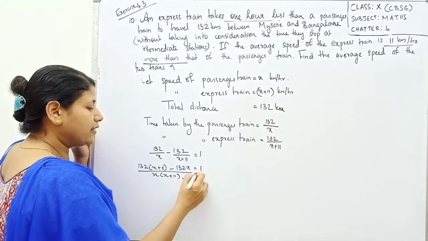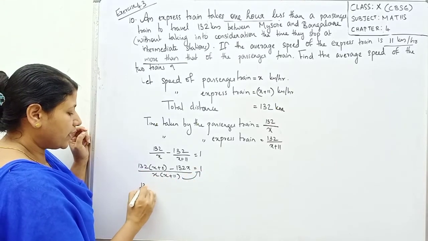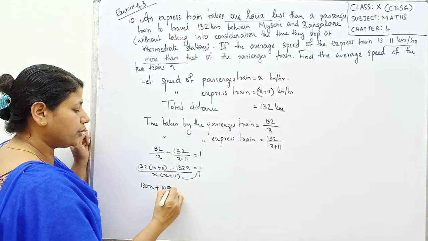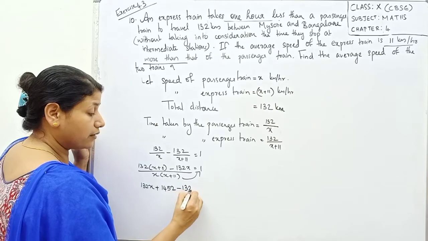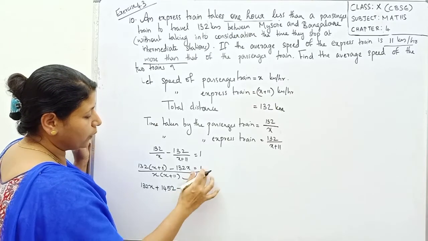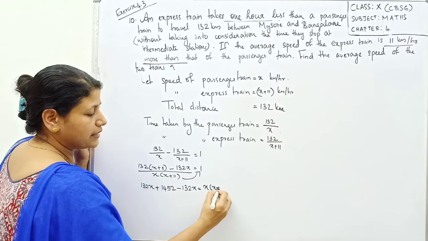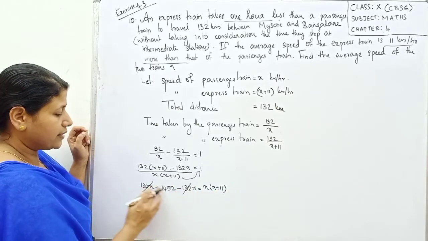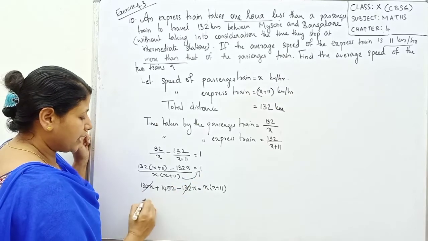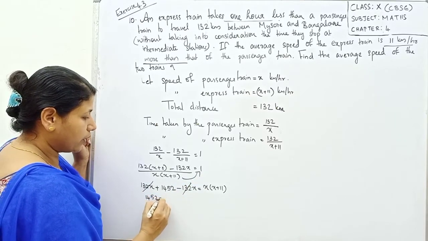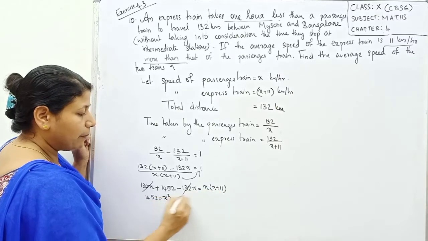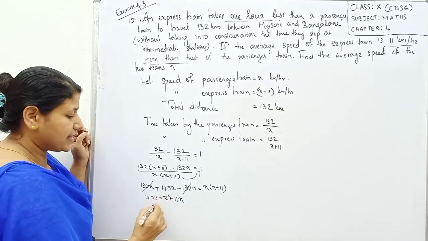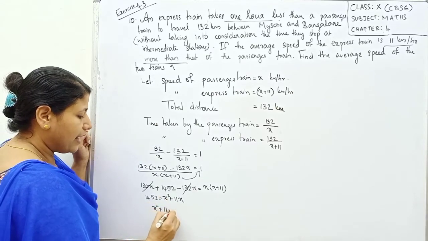Okay. Now we can take this to that side. 132 into x is 132x, plus 132 into 11 is 1452, minus 132x, equal to 1 into x plus 11 taken to this side. Now we can cancel these 132x since one is positive and one is negative. We can write 1452 equal to x into x is x square plus x into 11 is 11x. We can take this 1452 to that side. You will get x square plus 11x minus 1452 equal to 0.